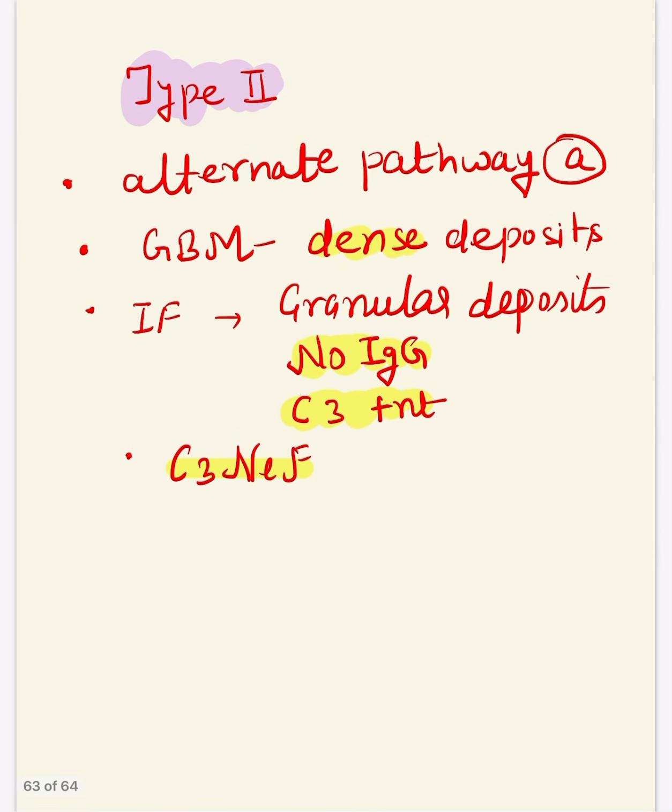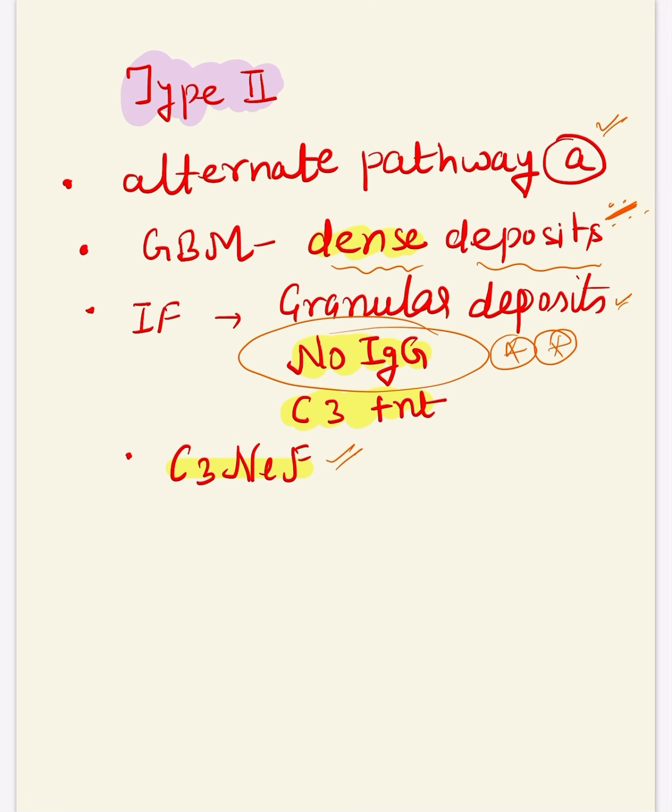Then type 2, known as dense deposit disease, has dysfunction of the alternate pathway. Alternate pathway activation is seen. Then there will be electron dense deposits in the glomerular basement membrane, and on either side of those deposits there are C3 deposits which are granular, and there is no immunoglobulin in those deposits. This again you have to remember. And there is C3 nephritic factor which is circulating in the plasma of that patient.